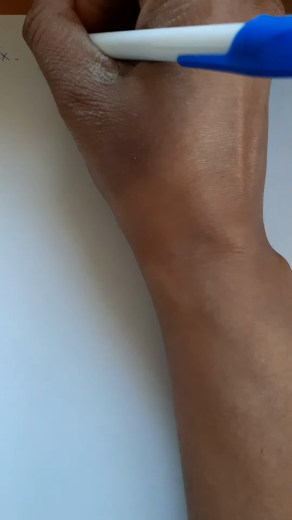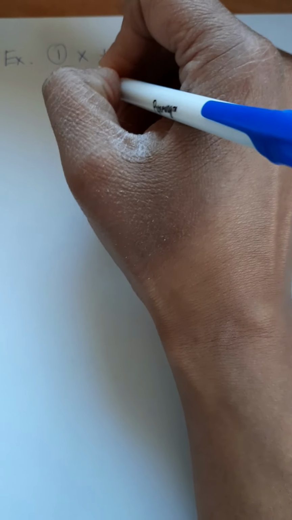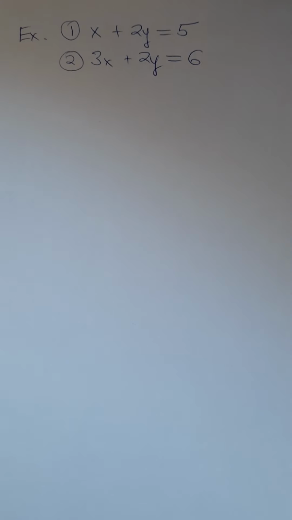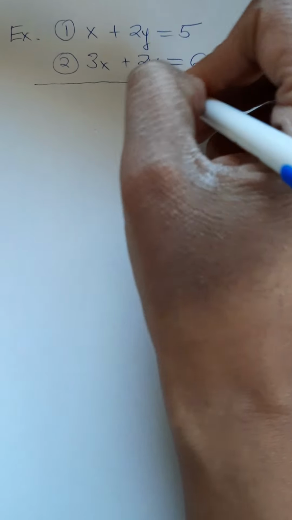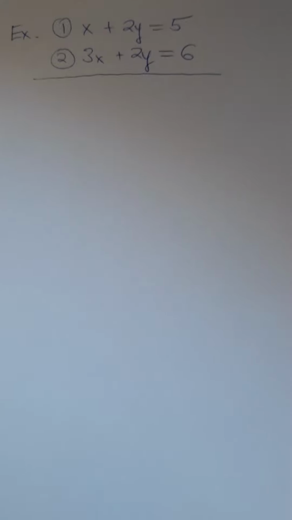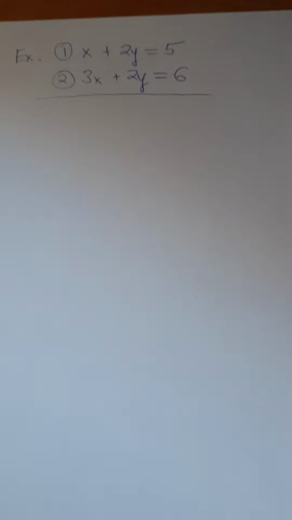I'm just going to remove this. This time we're going to try this question. The first equation is given as x plus 2y equals 5, and the second equation is 3x plus 2y equals 6. Most likely your teacher will give you questions that don't give you a whole number. If you do get a fraction, I want to make sure I leave it as a fraction, and I'm just going to reduce my answer.